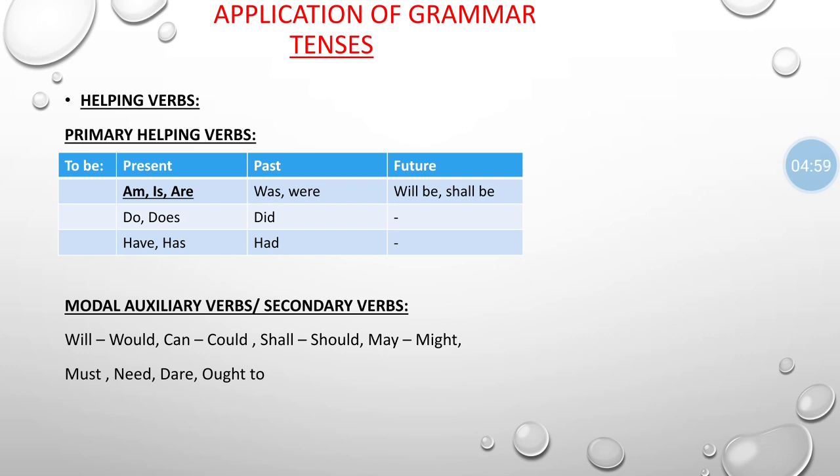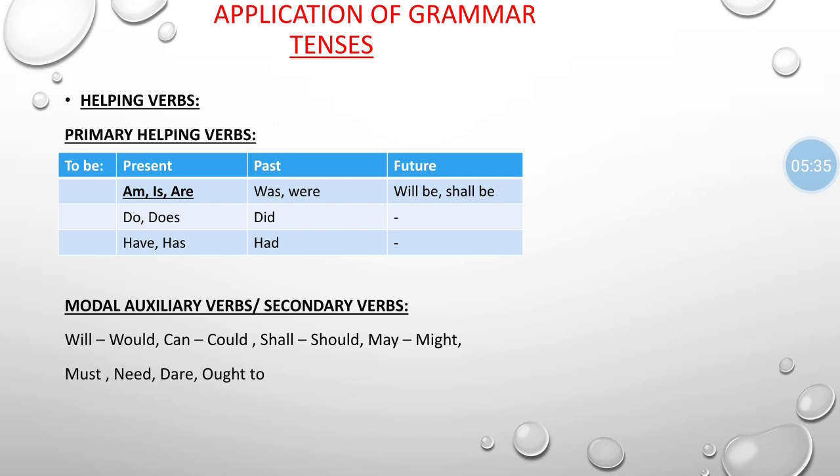Do, does in the present tense are used for making questions as well as negative sentences. Same with did in the past tense for making questions and negative sentences. Have, has are also used for making questions, as well as for using verb third form; for the perfect tense in the present tense we need have, has, and for the perfect tense in the past tense we require had.